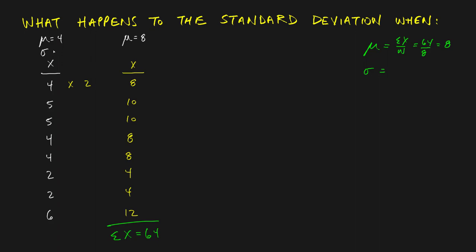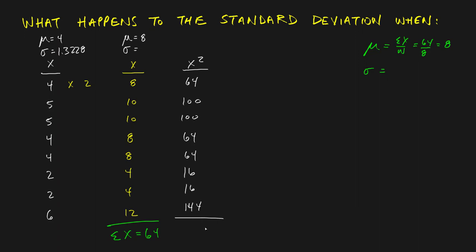But last time, we had a standard deviation of 1.3228. We added 1 to all of our values, and that did nothing to the standard deviation. What's going to be the case here? Let's see what goes on. I'm going to do this computational formula once again, so I'm going to do x squared. So 8 squared is 64, 10 squared is 100, 64, 64, 16, 16, and 144.